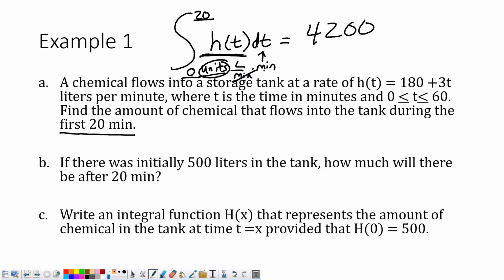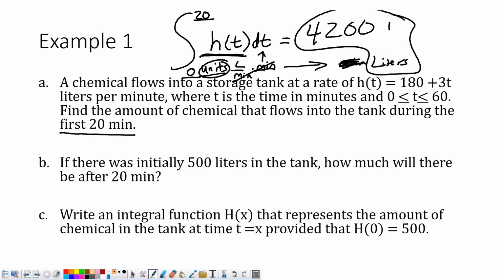If it was in the bottom, it would be. But now this is on the top, so they actually cancel each other out. And so you end up with liters, not minutes, sorry, liters. So what this means is, there you go. On the interval from 0 to 20, if you have this chemical flowing into a tank at that rate, after 20 minutes, 4,200 liters would get in there. Okay?